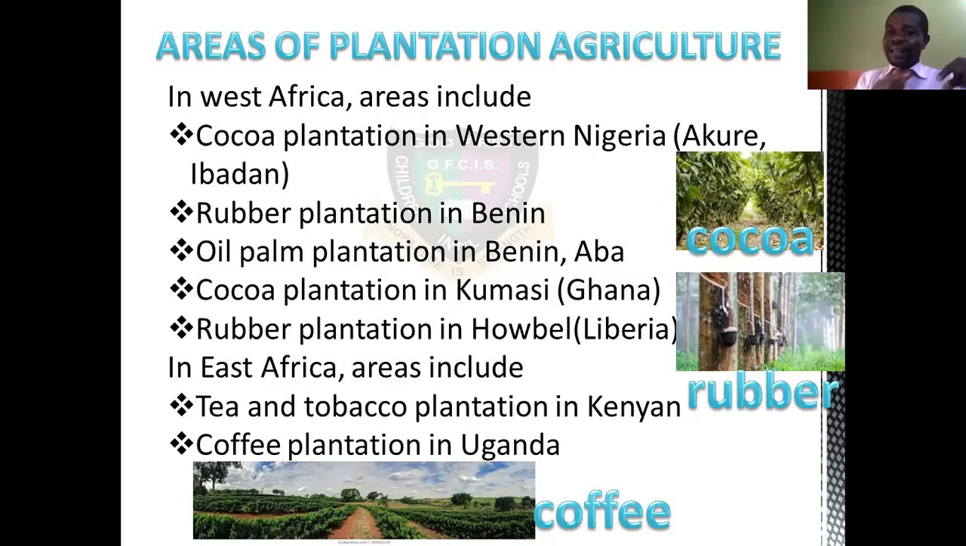Then Ghana, Nigeria, Liberia, they are all in the west of Africa. These are the areas where we have plantation agriculture, both in the west and in the east of Africa.